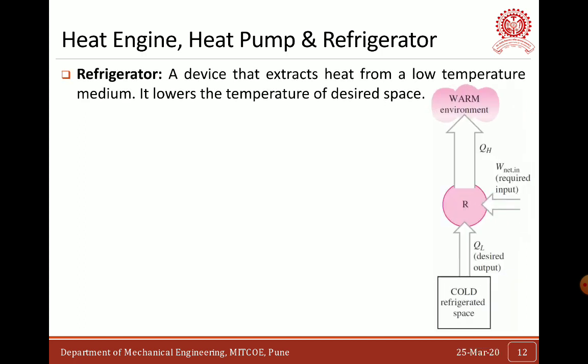Now the third one we'll see is the refrigerator. Here you can see the direction of arrows is exactly the same as that of the heat pump, but still it is different from the heat pump because here our main aim is to do cooling, and in the case of the heat pump we need to do the heating. So a refrigerator is a device that extracts heat from a low temperature medium and lowers the temperature of the desired space. Though the direction of arrows is the same, it is also consuming work like the heat pump, but here we are interested in the low temperature region or the low temperature space.